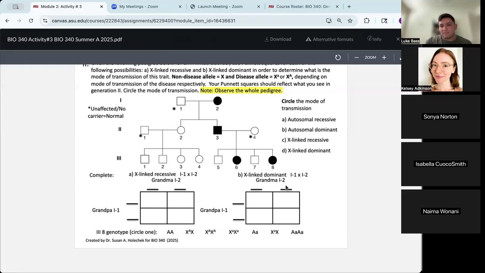And we know that because from grandpa up here, 1-1, and grandma, 1-2, when they have a kid, only one is affected. If the grandma was homozygous dominant for this X capital A, then both kids would be affected. So when you're filling out this table, it's going to give you a hint that it's either recessive or dominant, depending on how many kids were affected, if that makes sense.